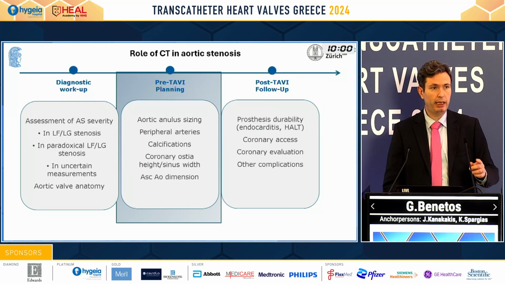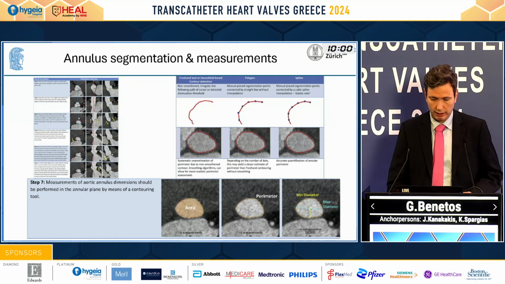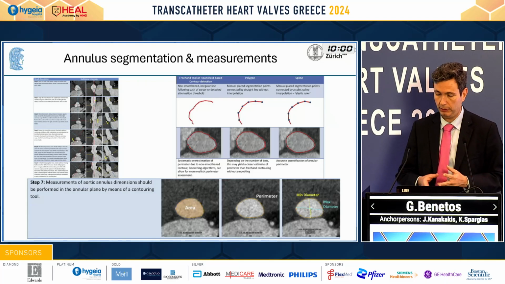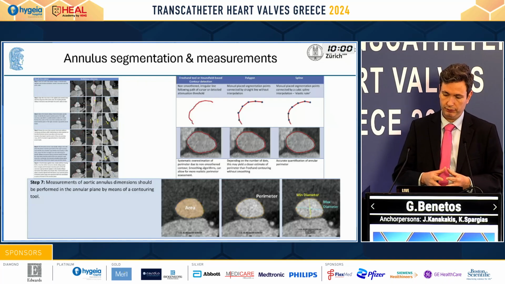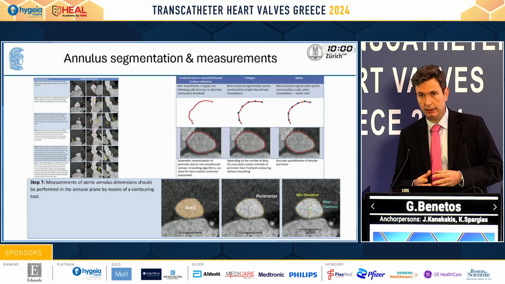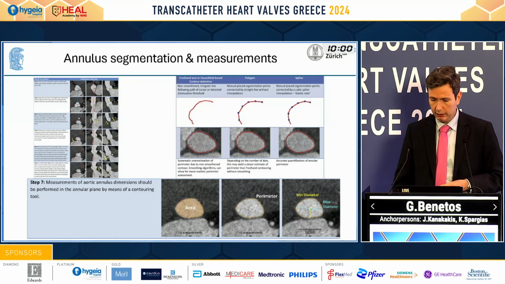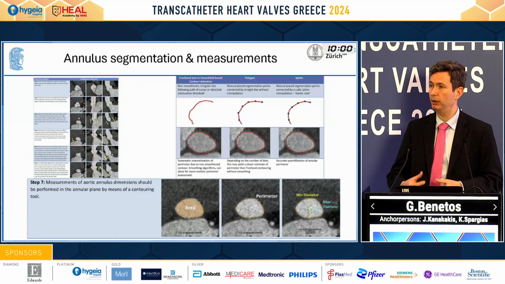Going on to the main part of my talk regarding pre-TAVI planning. The most important measurement in pre-TAVI planning is the annulus measurement, which is a plane at the base of the aortic cusps. We put three hinge points at the base of the aortic cusps, and we can measure the aortic annulus using different tools: freehand, polygon, or spline. We care about both area and perimeter, and minimal and maximal diameter of the aortic annulus.